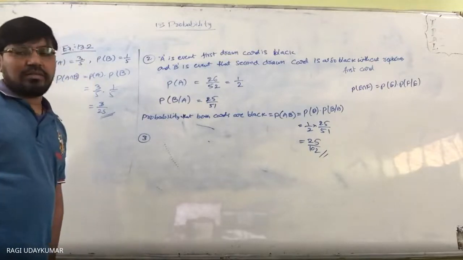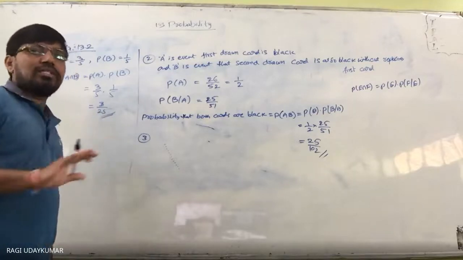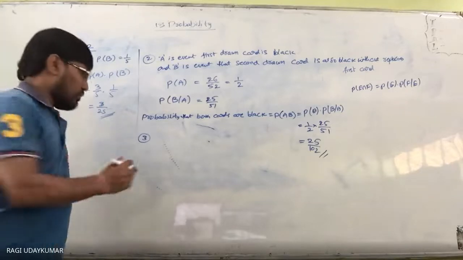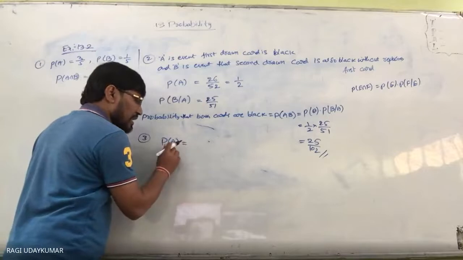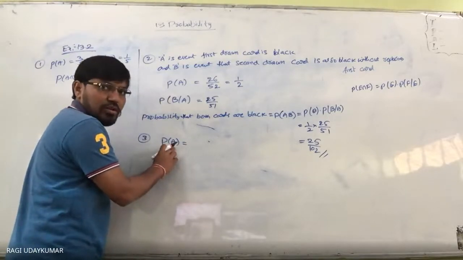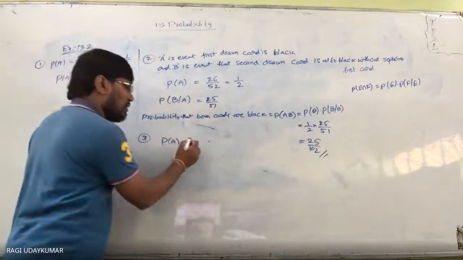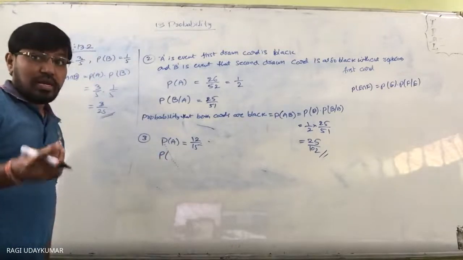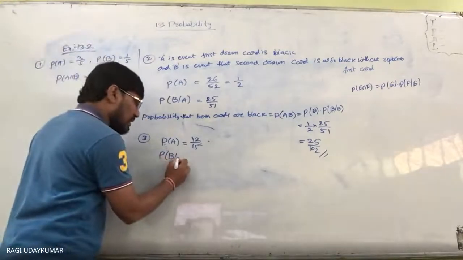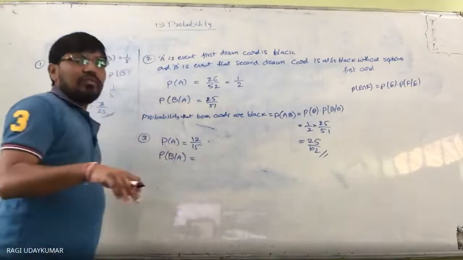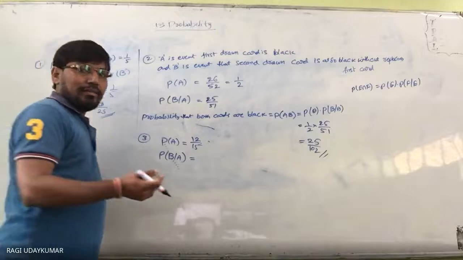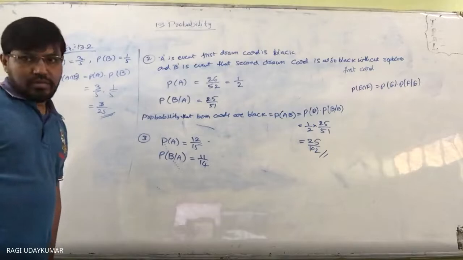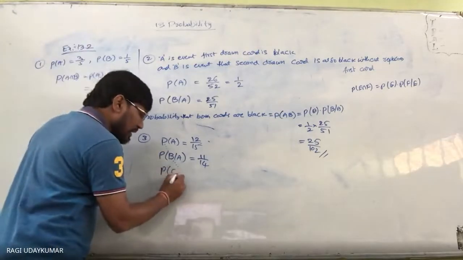Without replacement: first one orange is drawn and it is not replaced back, and it is found to be good. So probability of A, the event that the first drawn orange is good: total good oranges are 12, so 12 out of 15. Next, B is the event that the second drawn orange is good and A has occurred, so probability of B given A: one is already taken out, so 11 out of 14. And probability of C given AB.